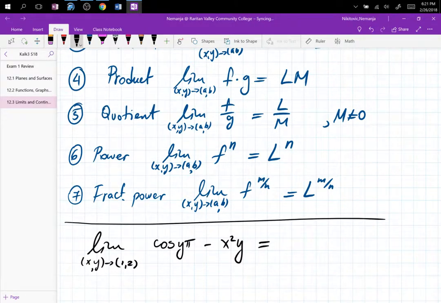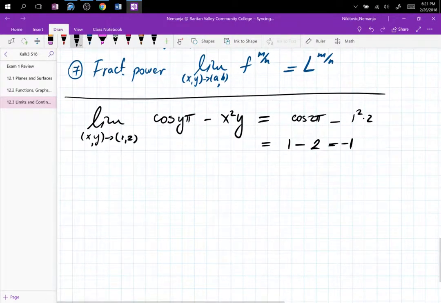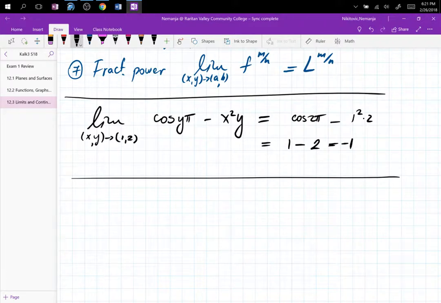You look at this and you say, well, this can all be computed. I'm not going to get zeros in the denominator. It doesn't look like anything would be jumping around. It's not a piecewise function. So it seems okay to just plug in. So what do we have? y is 2, so I have as the answer cosine of 2 pi minus 1 squared times 2. I can compute that. What's cosine of 2 pi? Very good. And then minus 2, the answer is -1. So the answer is -1. What's the limit of this? -1. So plug in and done.